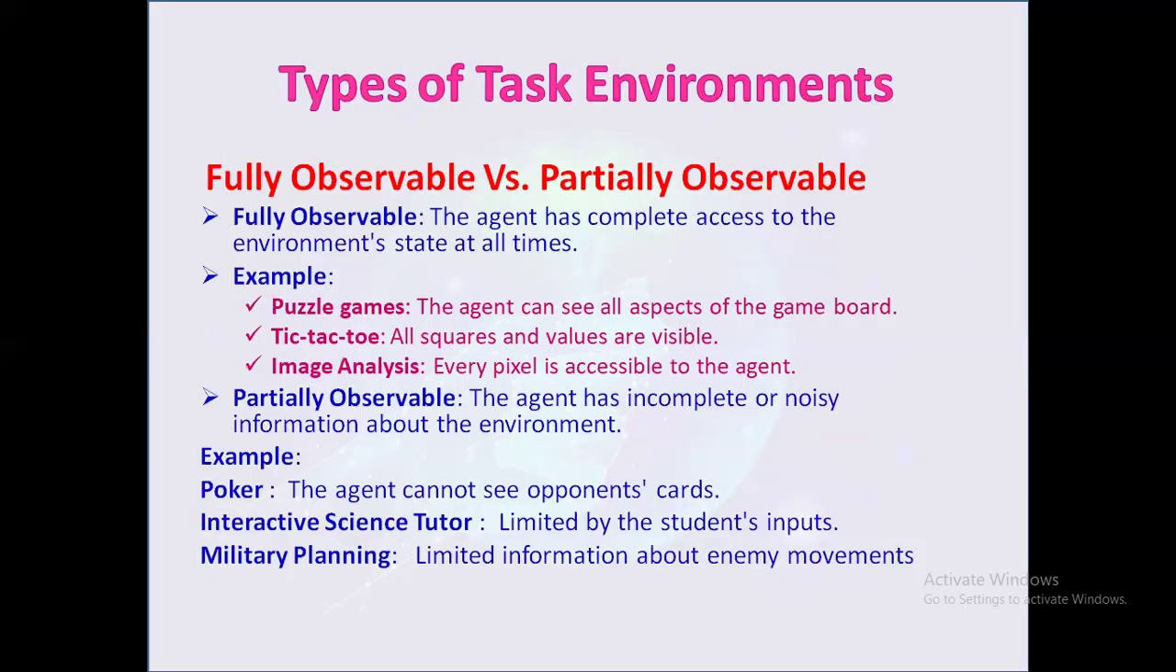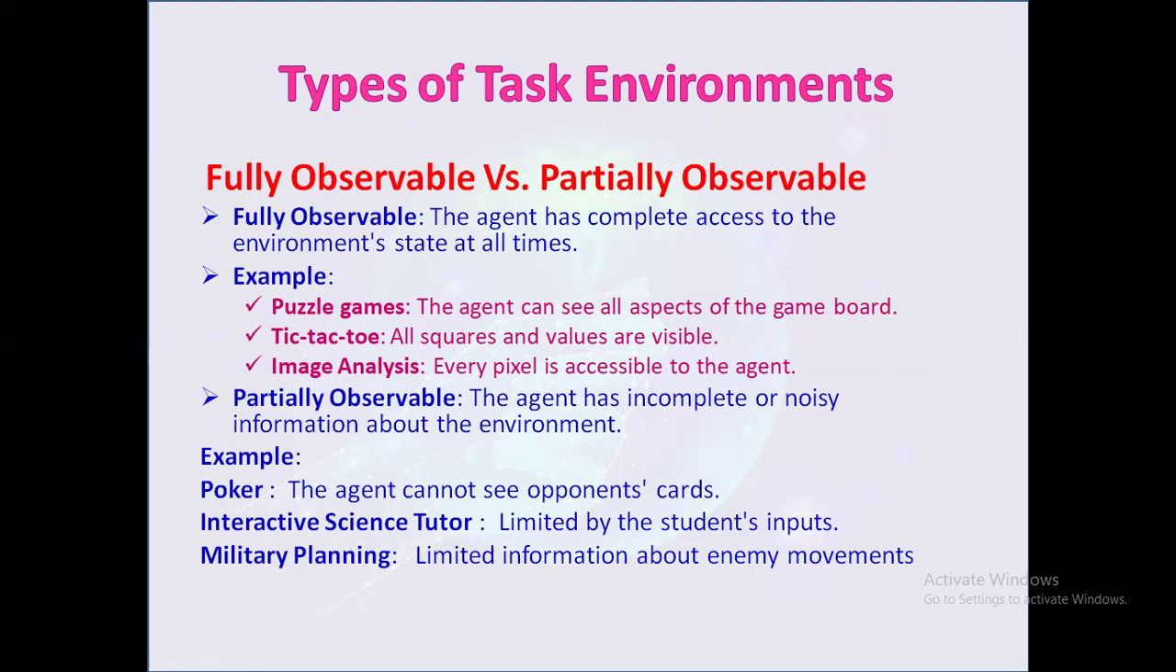The first type is fully observable versus partially observable. In a fully observable environment, the agent has complete access to the environment state at all times. This means the agent can observe every aspect of the environment, allowing it to make fully informed decisions based on the available data. This type of environment simplifies decision making because the agent does not have to deal with uncertainty or incomplete information. As examples, let's take puzzle games.